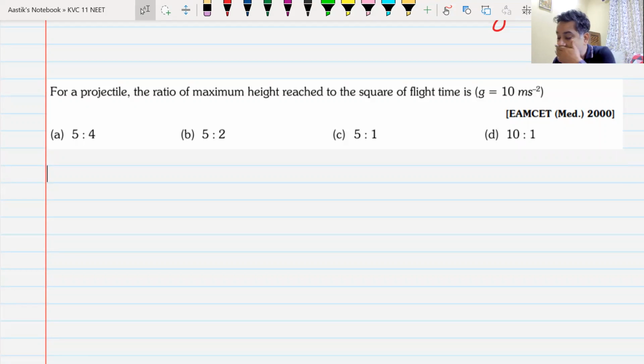For a projectile motion, what is the ratio of maximum height to the square of time of flight? I hope you can do this. And do it fast, and I will need answers from everyone.